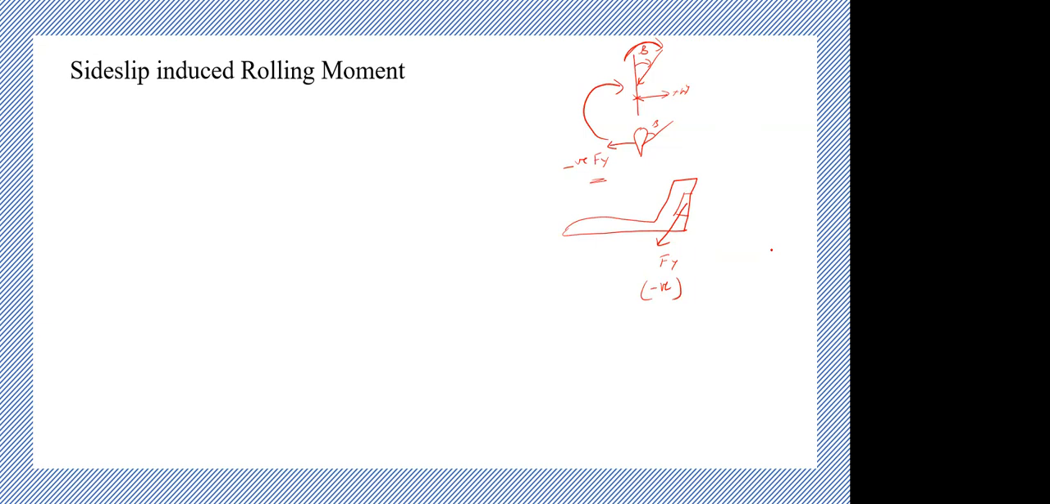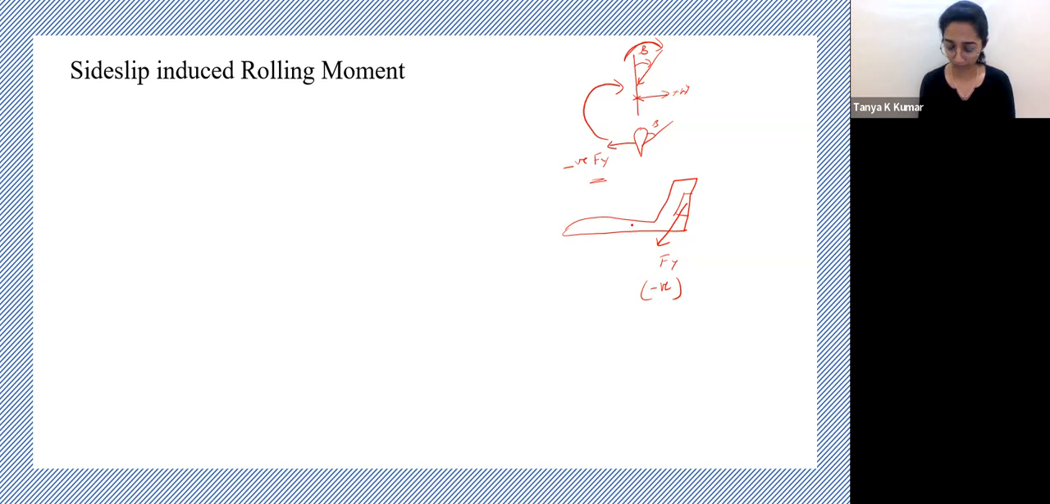Yes, ma'am, because the force acts at the aerodynamic center of the vertical fin, which is above the CG. Yes, exactly. There is a moment arm. The CG is somewhere here along the fuselage. So this force produces a rolling moment. If this is your x-axis, it produces a rolling moment in this direction, right?